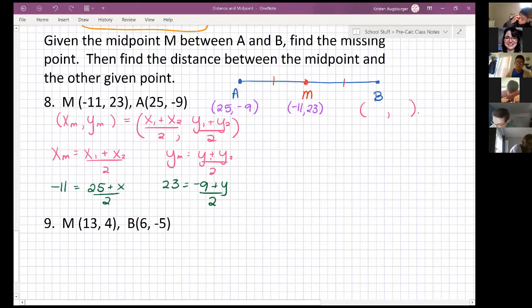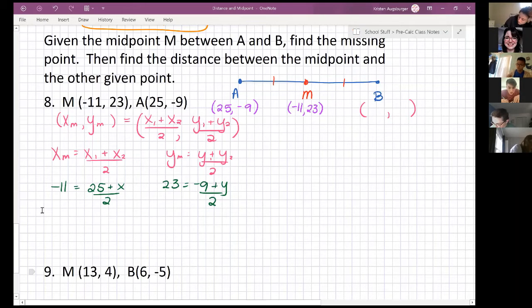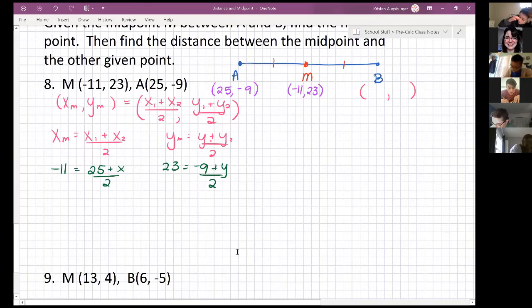Can anybody tell me, using this method, what the x coordinate is going to be? For x, I got -47. For x, we get -47. And anybody have y? Should be 55. 55. Okay. Do we have questions on how those answers came to be? What should be your first step?